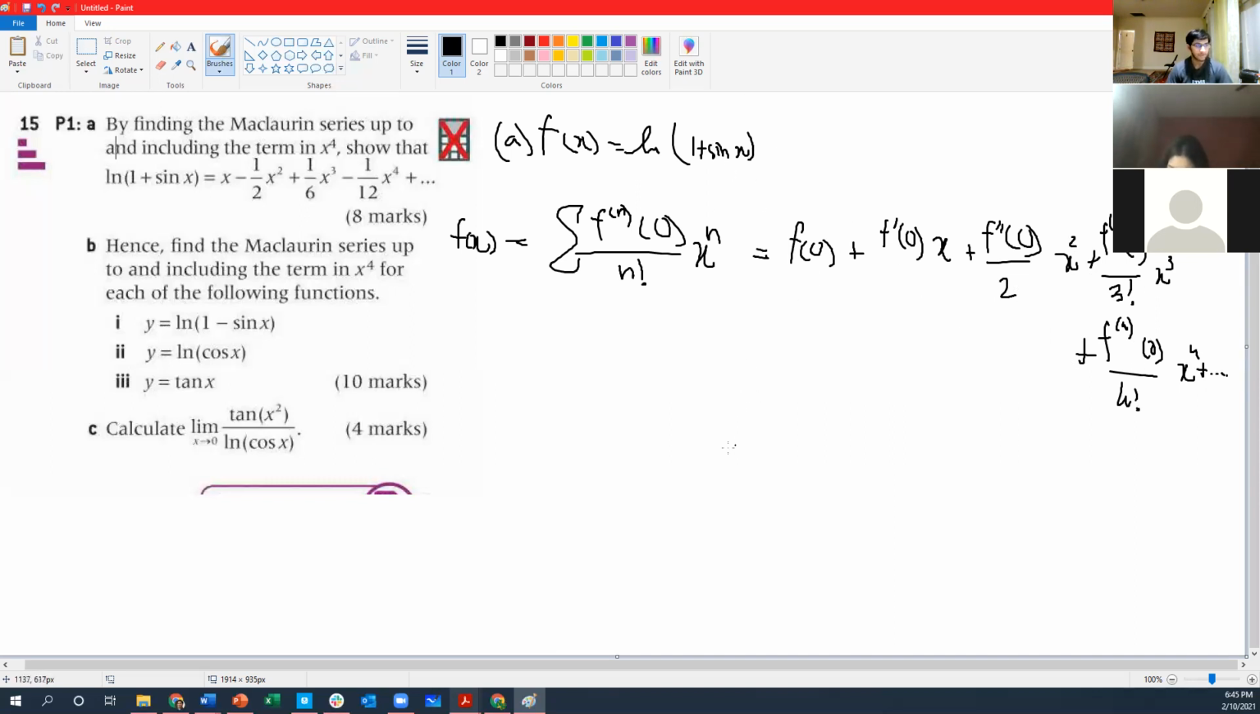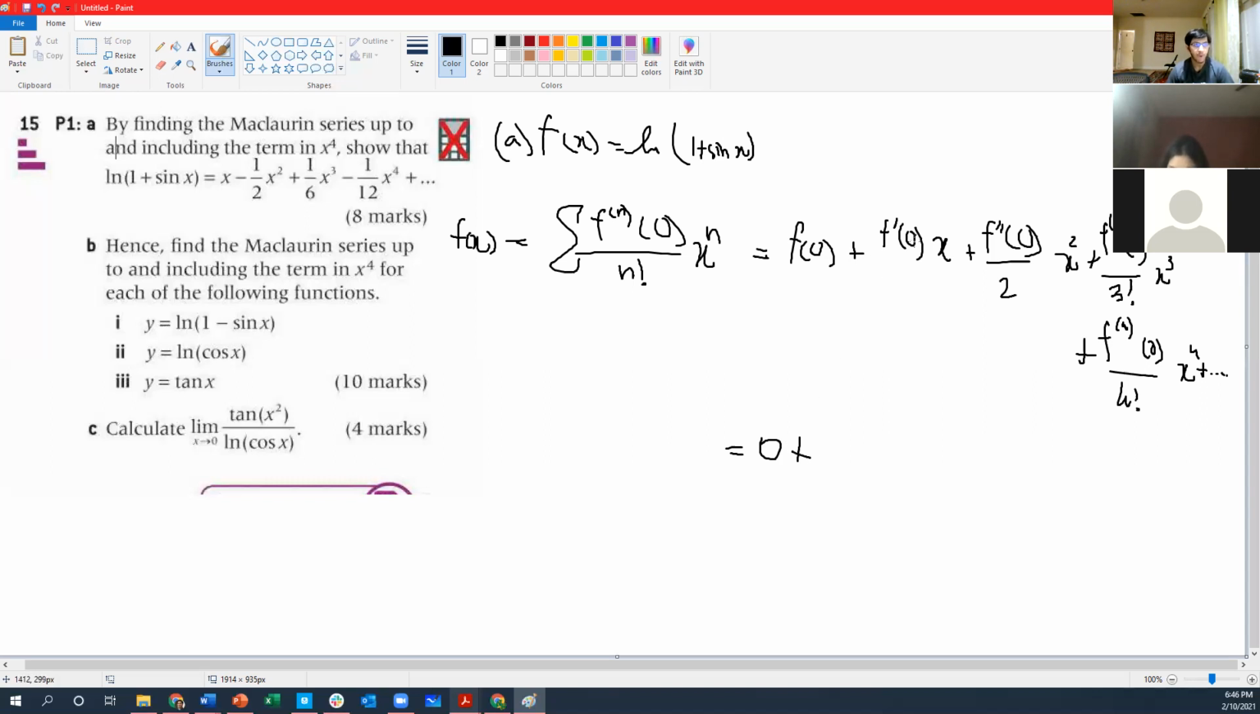So what is f of 0, first of all? We plug in 0, sine of 0 is 0. 0 plus 1 is 1. Natural log of 1 is? 0. So the first term is 0. I still like to write it out to show them that I'm actually calculating that. I don't want them to think I'm not calculating.